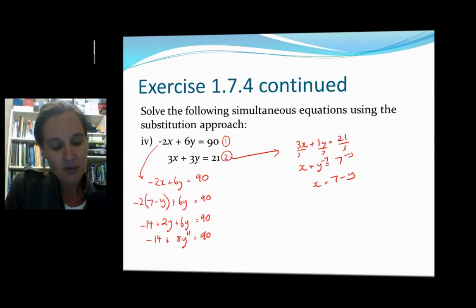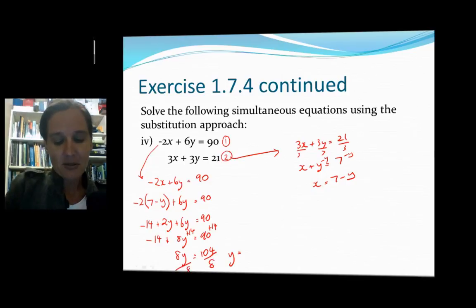So we can add 14 to both sides here. So 8y here is equal to 104. If we divide by 8 and divide by 8, here we're going to get y is equal to 13. So now we come back and we find our x. X is equal to 7 minus 13. So here 7 minus 13 gives us minus 6.